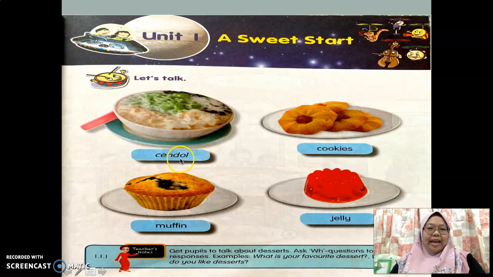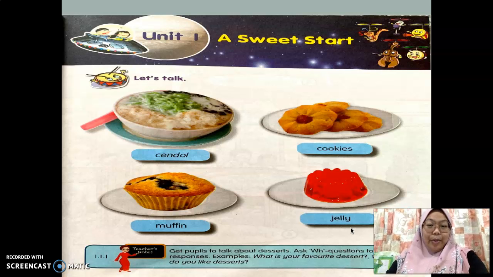First, cendol. Second, cookies. Biskut. Kuih. Next, muffin. And the last one is jelly. Terdapat banyak lagi manisan yang kamu sendiri yang ketahui.